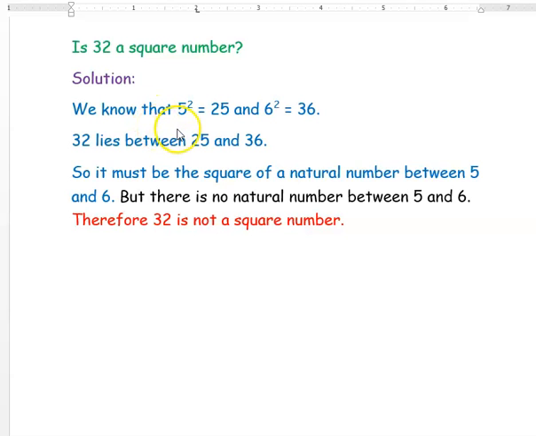More or less we can check with another method also. You know that 5 square is 25 and 6 square is 36. So 32 lies between 25 and 36. So there is no natural number between 5 and 6. So we can say that 32 is not a square number.